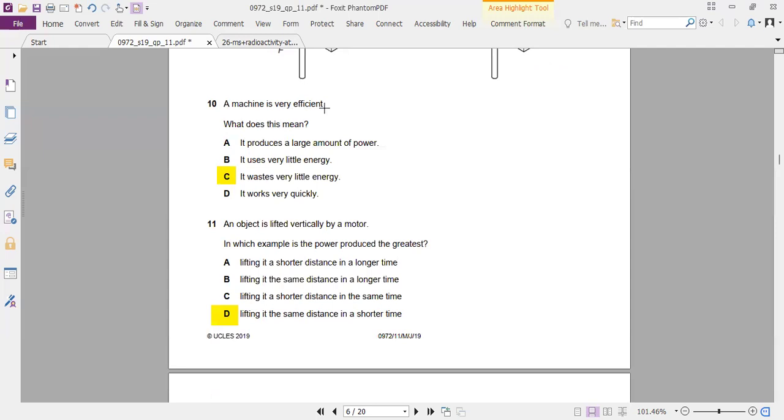Well, a machine that is efficient wastes less energy. The power means the same distance should be covered in a shorter time. That is the power. Because power is energy per unit time, and energy is work done, and work done is the distance covered multiplied by force. So if you're having a force and it covers a larger distance, or at least covers the same distance in less time, it has more power.